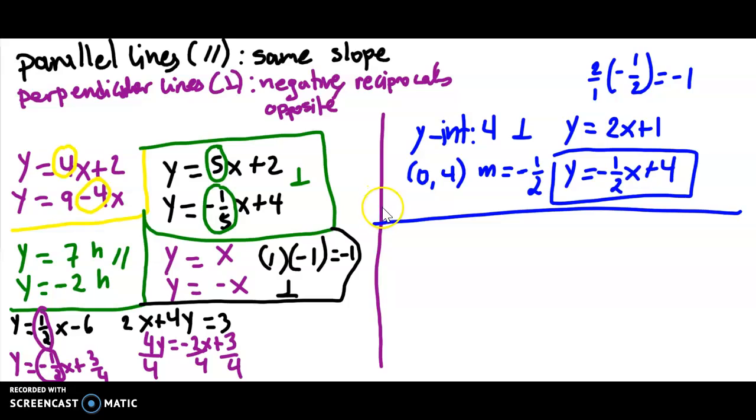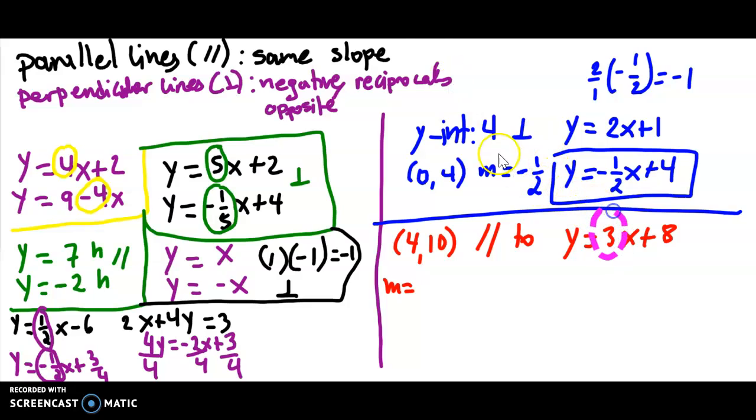Okay, what about if you're given a point that your line is passing through, (4, 10), for example, and what about if they tell you that your line is parallel to this line? Now, because your line is parallel to this line, that tells you and me that they're sharing the same slope. So your slope would be exactly the same as this, which means 3. So m equals 3.